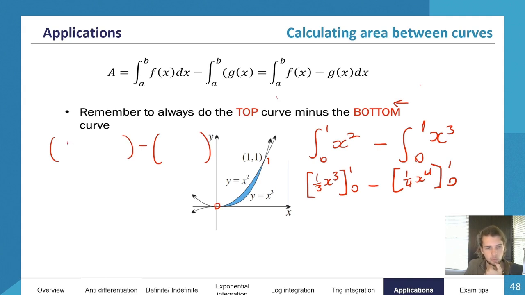So we're going to substitute in 1. That's 1 over 3 times 1 to the power of 3. Then we don't need to bother about the 0 because the 0 will just cancel everything out. Subtract 1 over 4 times 1 to the power of 4 minus 0 there. So that's equal to 1 over 3 minus 1 over 4. And that's everything. So that's our answer. That's our area underneath that curve there.